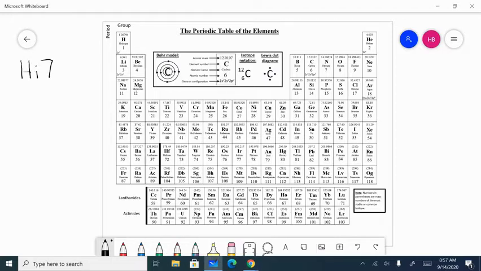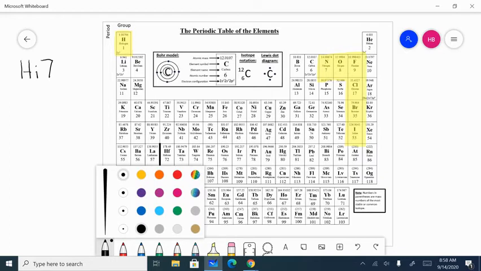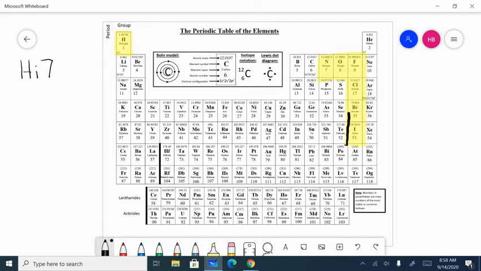And the reason we're going to do that is because it is high for hydrogen and a 7 over here on the periodic table of the elements. So conveniently, there's 7 of them, and they make a 7 over here. So let's just outline that so we can see our 7, like such.